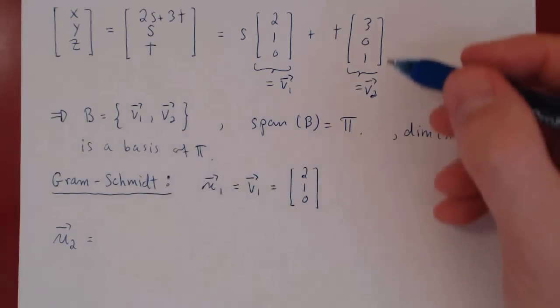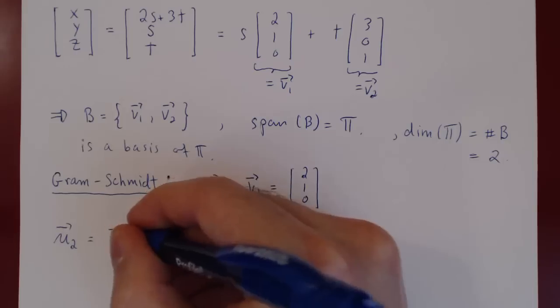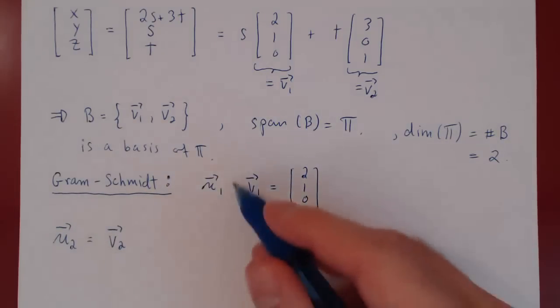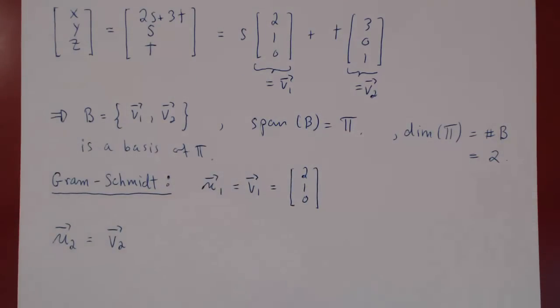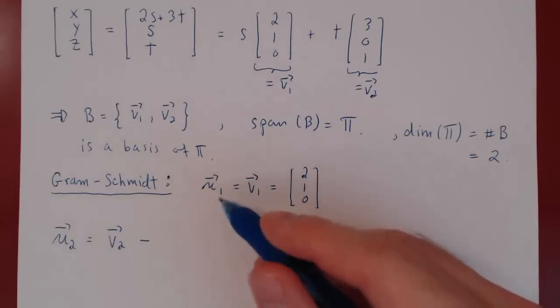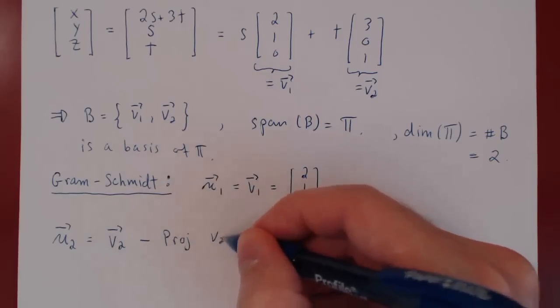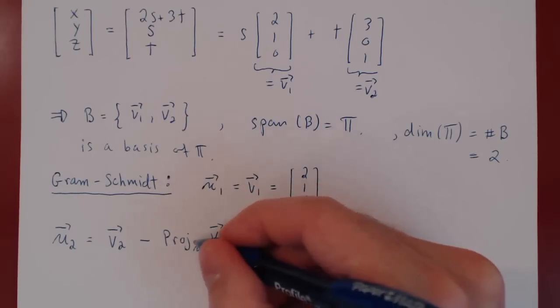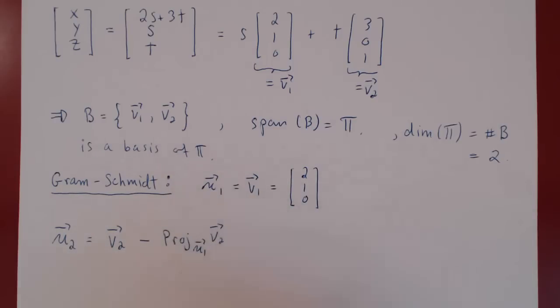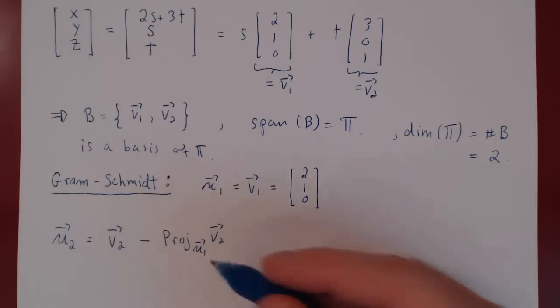Well, we take the second vector of the original basis, v2, but remember that v2 has a component along u1, and we don't need this component, so we subtract it. And the component of v2 along u1 is just the projection of v2 along u1. And this vector will be perpendicular to the vector u1. Let's compute this.